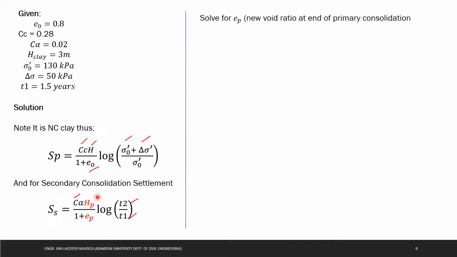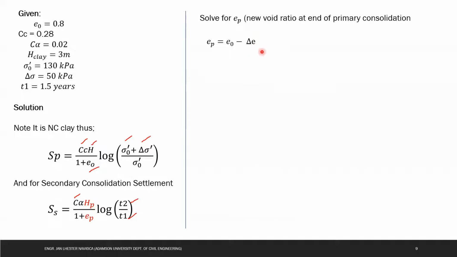Okay, so solve for E sub P, or the new void ratio at the end of the primary consolidation. According to the discussion last meeting, that is simply the original or in situ void ratio before the primary consolidation minus delta E, that is your E sub P. So how do we get the delta E?